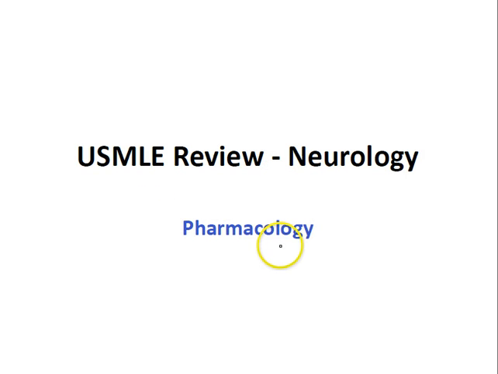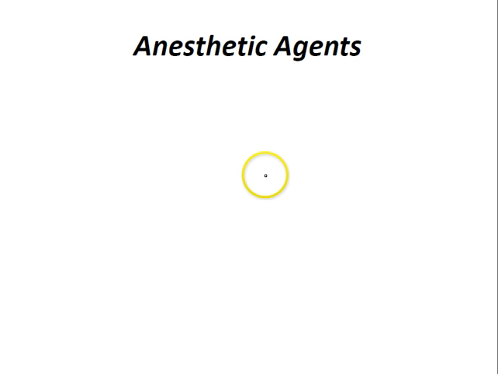Okay, a little more pharmacology under neurology, part two. We're going to talk about basically what you need to know for anesthesia drugs on Step 1. It's not a crazy high yield topic, but there's a few things you need to know, so let's go over that real quick. Anesthetic agents.